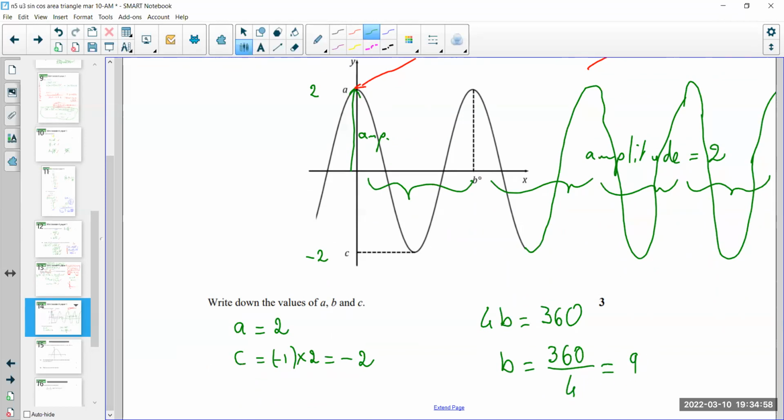Yeah. And you write b equals 90 degrees. Or b in degrees, it's 90 degrees. 3 marks. 1, 2, 3.